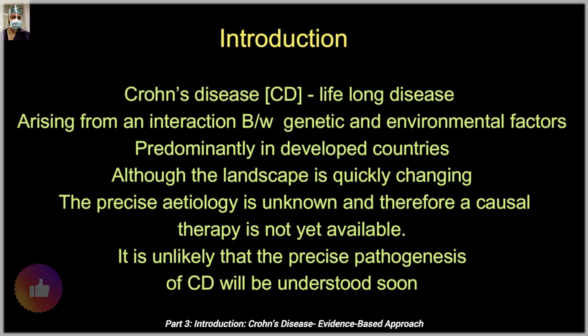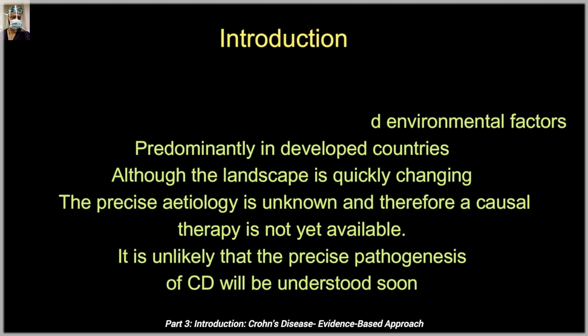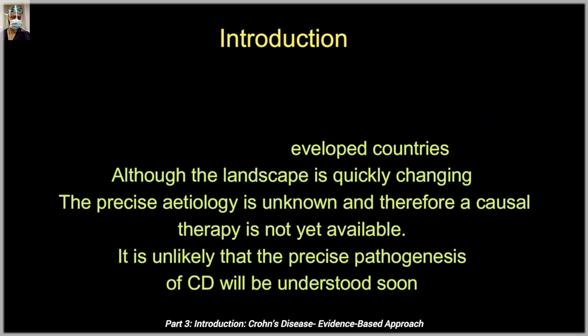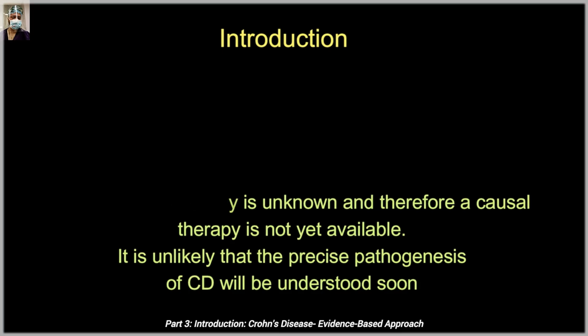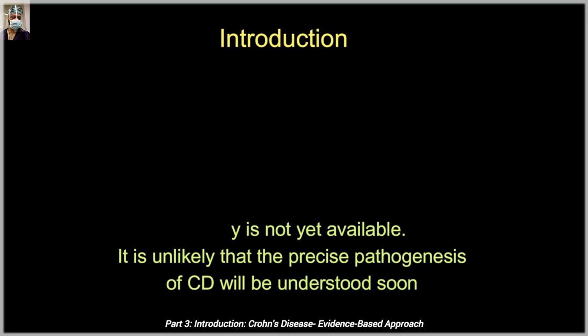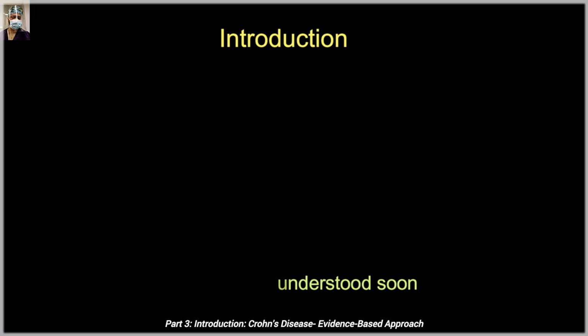That means more and more cases we are seeing in the developing countries, and more and more patients are coming to us in clinical practice. The precise etiology is not known, so a causal therapy is not yet available. We don't know the cause, so we don't have any specific curative treatment. And it is unlikely that the precise pathogenesis of Crohn disease will be understood soon, because we are not getting any breakthrough despite extensive research about the etiology of Crohn disease.